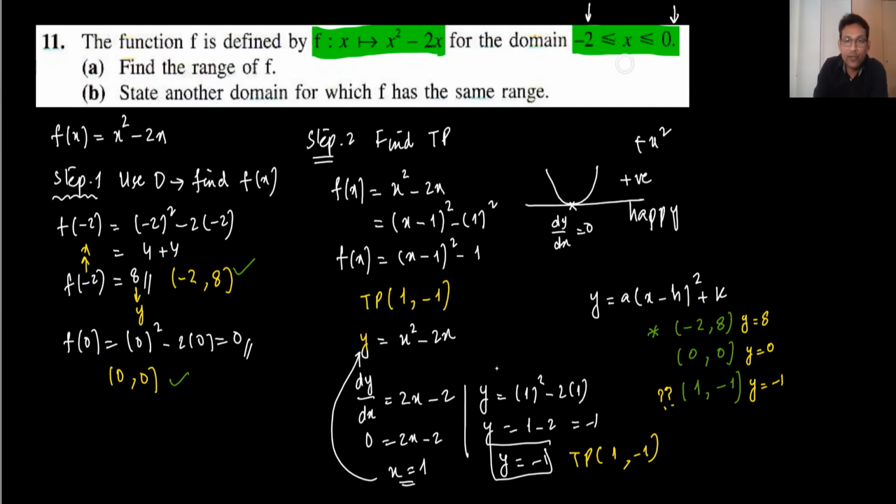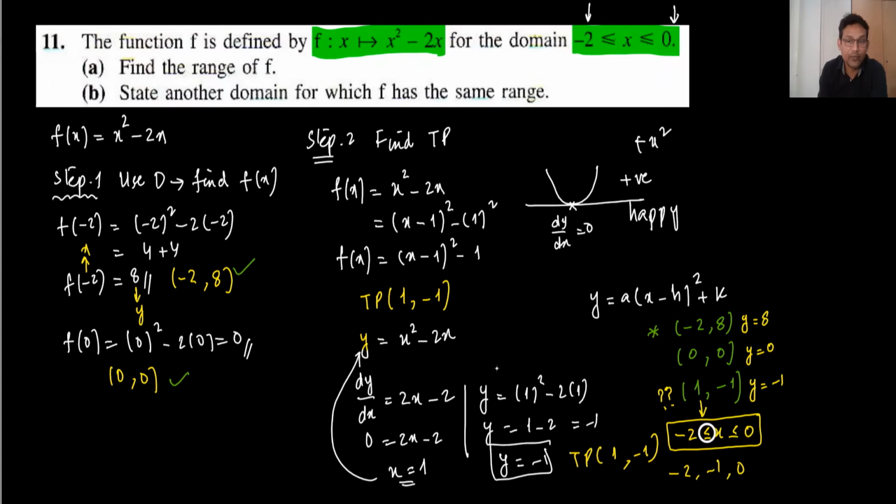Check your given domain. Just check it out. This given domain of x is from minus 2, minus 1 and 0. Does the turning point of x lie in this domain? Yes or no? Check it out: minus 2, minus 1, 0. This one is not coming in this given domain.